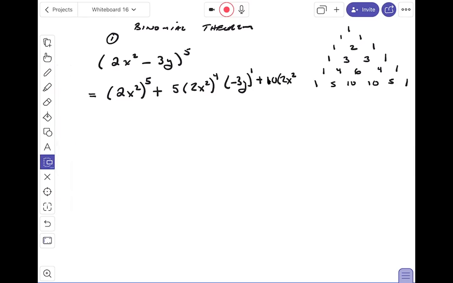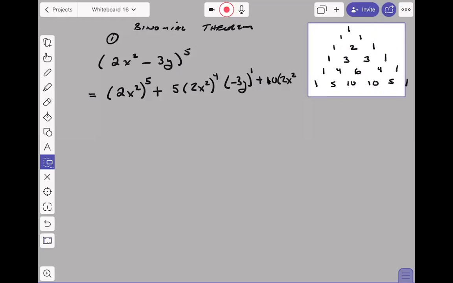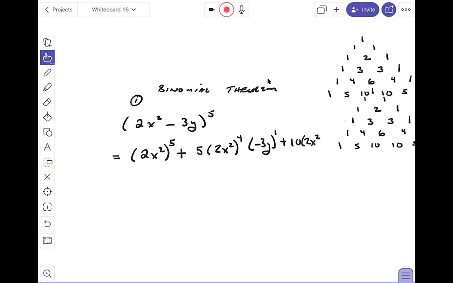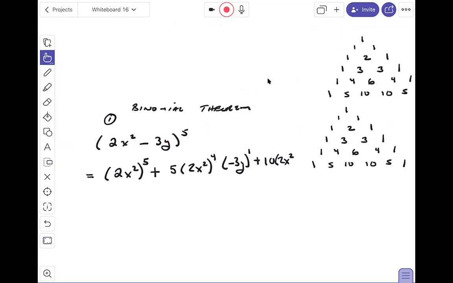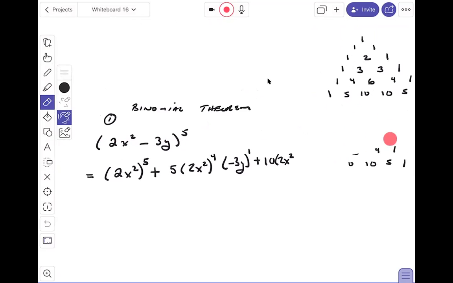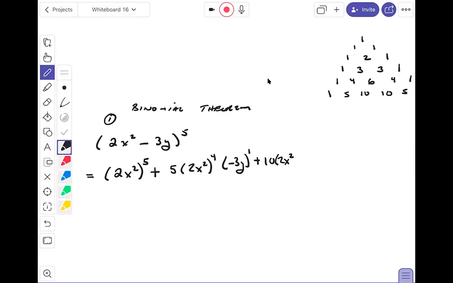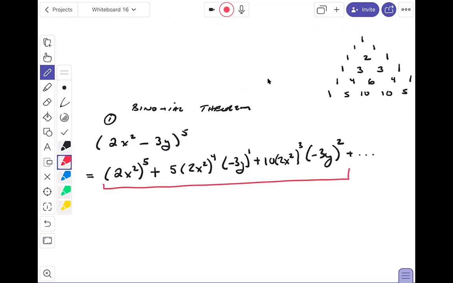You know what? I'm going to pull this away and get my eraser out, because I noticed I was going to go right into that. Let me keep going. So (2x squared) cubed, and then (minus 3y) squared. I certainly know this goes on, but they only want me to write down the first 3 terms. I think it's going to be pretty easy to do.